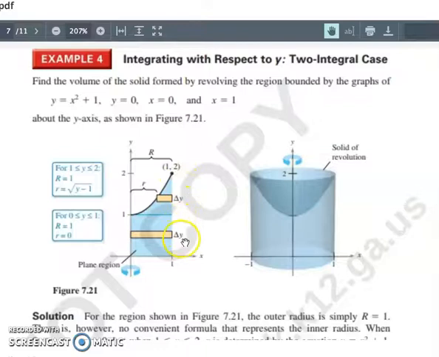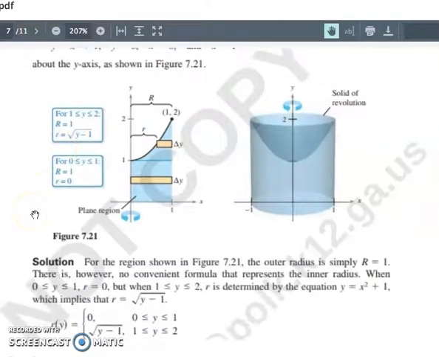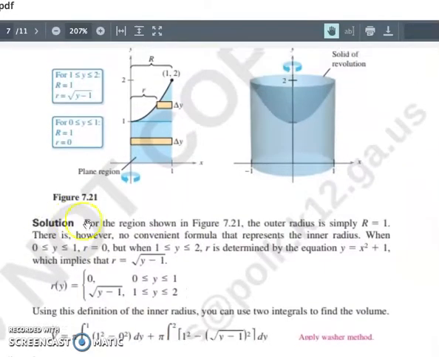Now remember, the greatest radius, or the big R, would be further to the right. In this case, it's 1. And then the little r, in this case, would be that function. Remember, you're going to have to solve that for x. So here it is right here. X is equal to radical y minus 1. And of course, this is what the shape looks like, which is really cool.